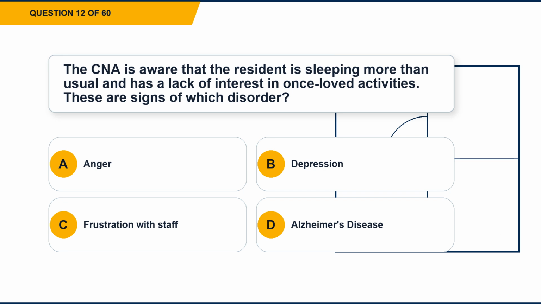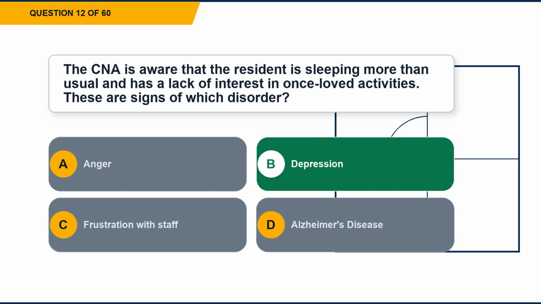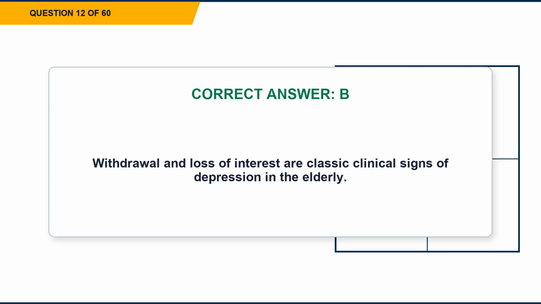in once-loved activities. These are signs of which disorder? Option A, anger. Option B, depression. Option C, frustration with staff. Option D, Alzheimer's disease. The correct answer is option B, depression. Explanation. Withdrawal and loss of interest are classic clinical signs of depression in the elderly.